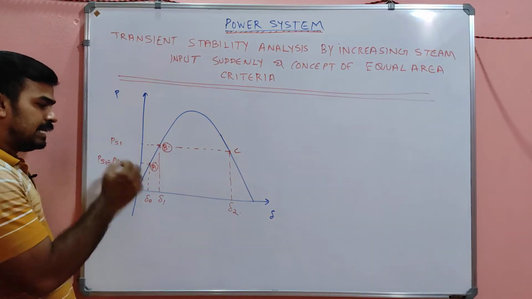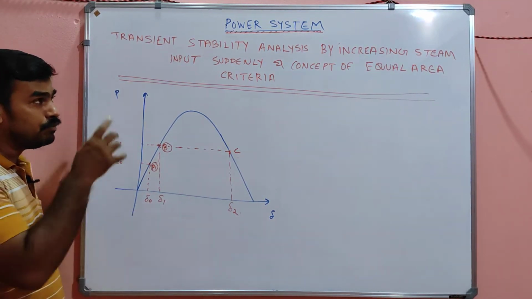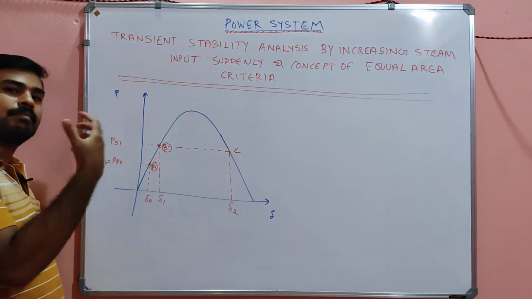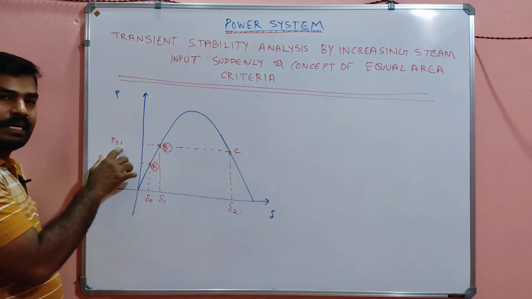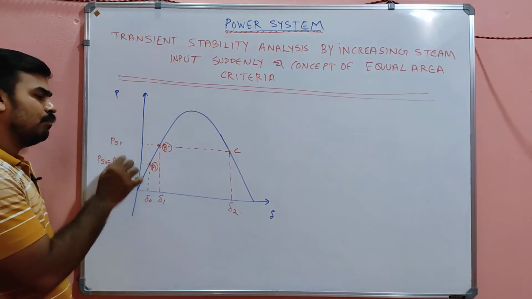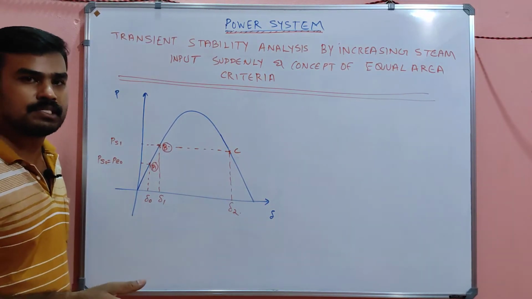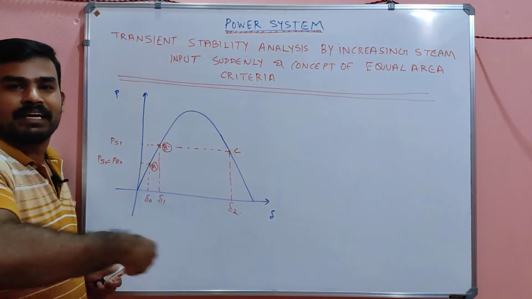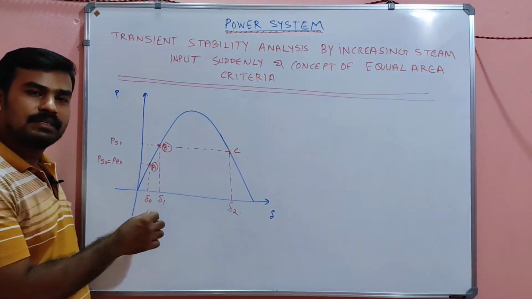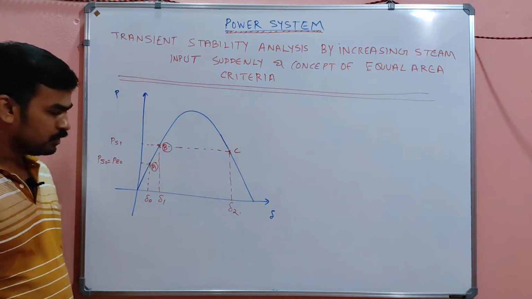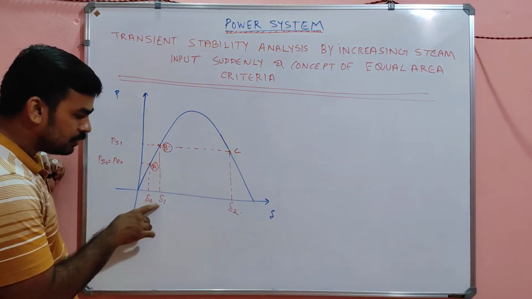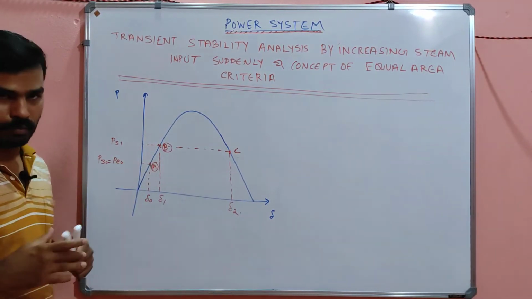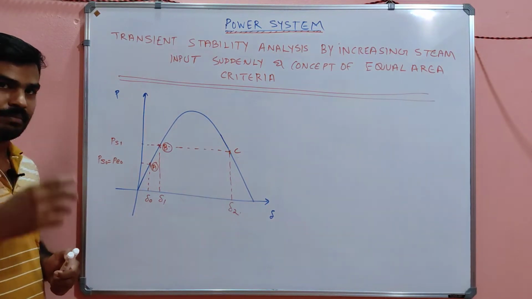Suddenly I am increasing my fuel input to the mechanical system so that the mechanical power will be increased. This PS1 is nothing but the new mechanical power. Whenever we increase the mechanical power of an alternator, the rotor angle will increase from delta 0 to delta 1. Delta 1 is nothing but at point P. The rotor angle is delta 1.